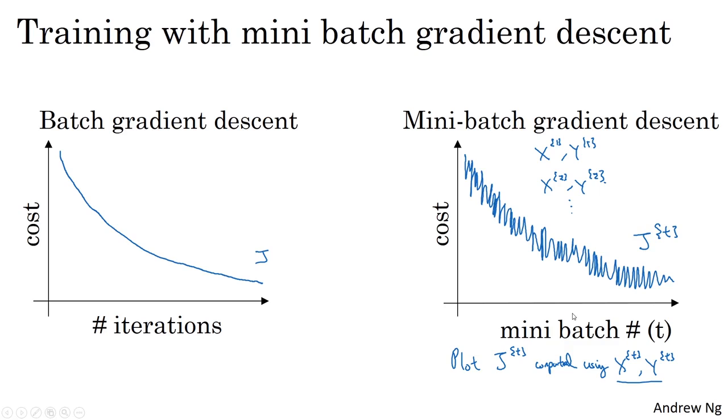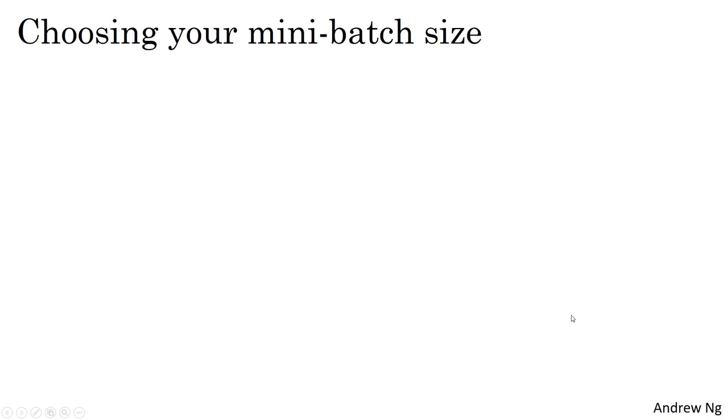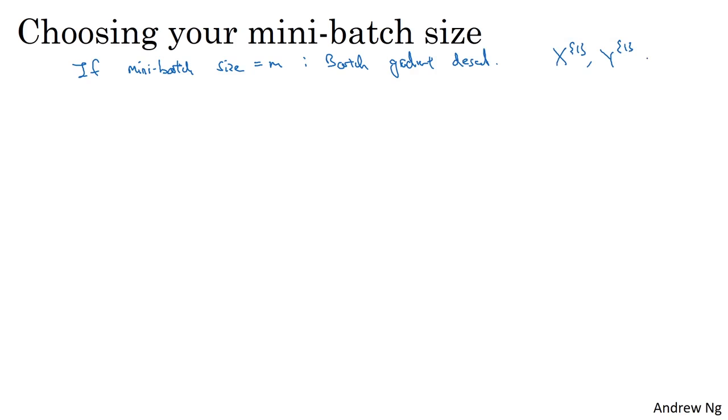Now, one of the parameters you need to choose is the size of your mini-batch. So m was the training set size. On one extreme, if the mini-batch size is equal to m, then you just end up with batch gradient descent. In this extreme, you would just have one mini-batch, X{1}, Y{1}, and this mini-batch is equal to your entire training set. So setting the mini-batch size to m just gives you batch gradient descent.